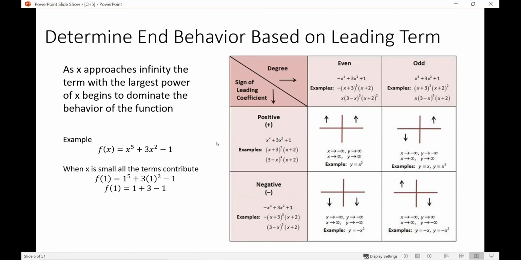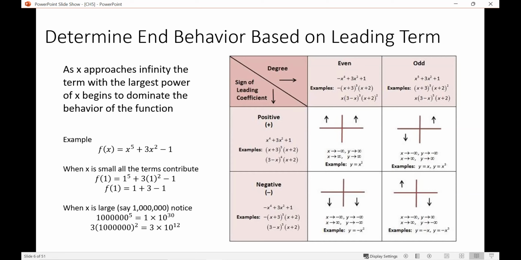All right. And let me talk about why this is for a second. When x is close to 0, even the small terms are going to contribute to the output, the y value, right? So in this case, let's say x is 1. The first term gives us a 1, the second term actually gives us a 3, and the third term gives us a -1. So all terms contribute pretty much equally.